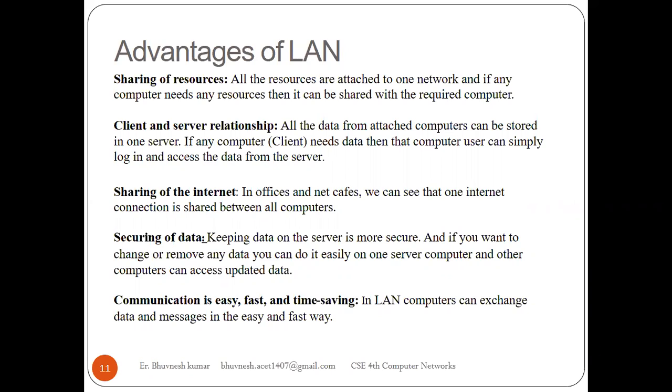Fourth is securing of your data. Okay, we can also secure our data because a server client network is also there. In a server client network, all the data is placed on a server. Okay, and from that server we can request and access that data. That is the example of how we can secure our data. Then next is communication is easy, fast, and time saving. Okay, with the example of your LAN, we can communicate easily between a number of devices. It is fast and it is also time saving.